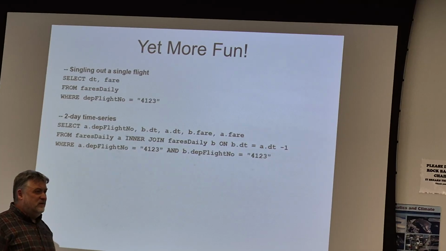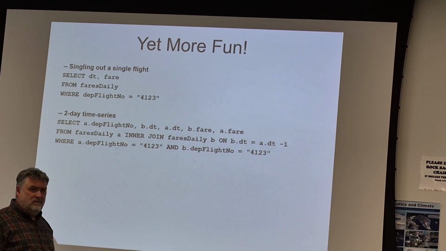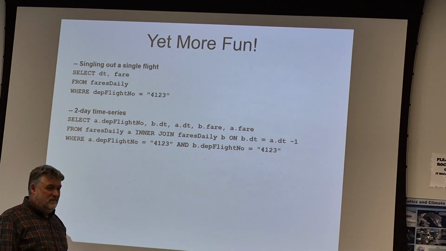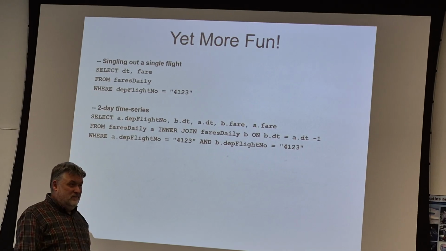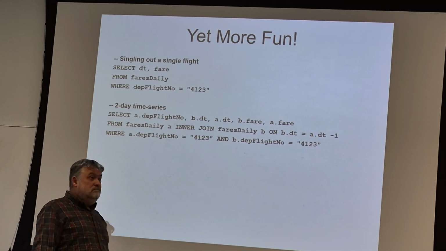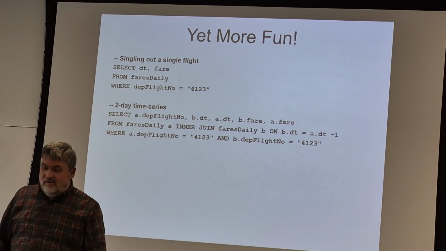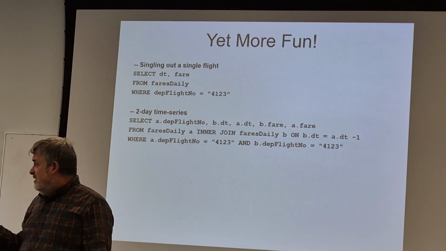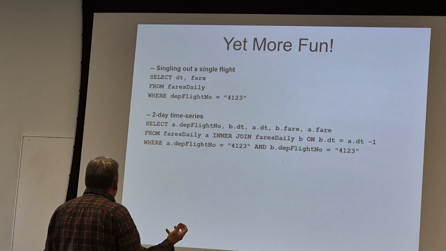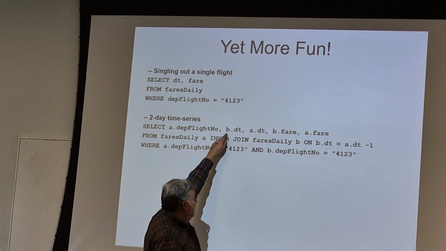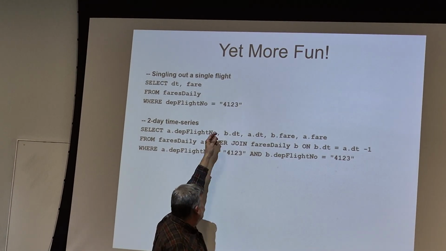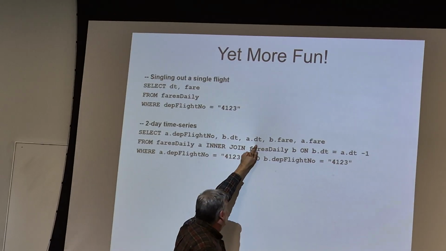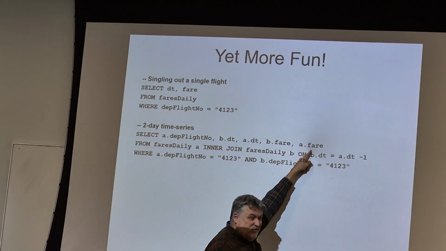What is a time series? Subtracting values over time and seeing if they increase or decrease or stay the same? Yeah. So the fare for the flight on this day, and then the previous day or the next day. It looks like I'm doing the date minus 1 date first. So this is the previous day, and then today, the previous fare, and today's fare.